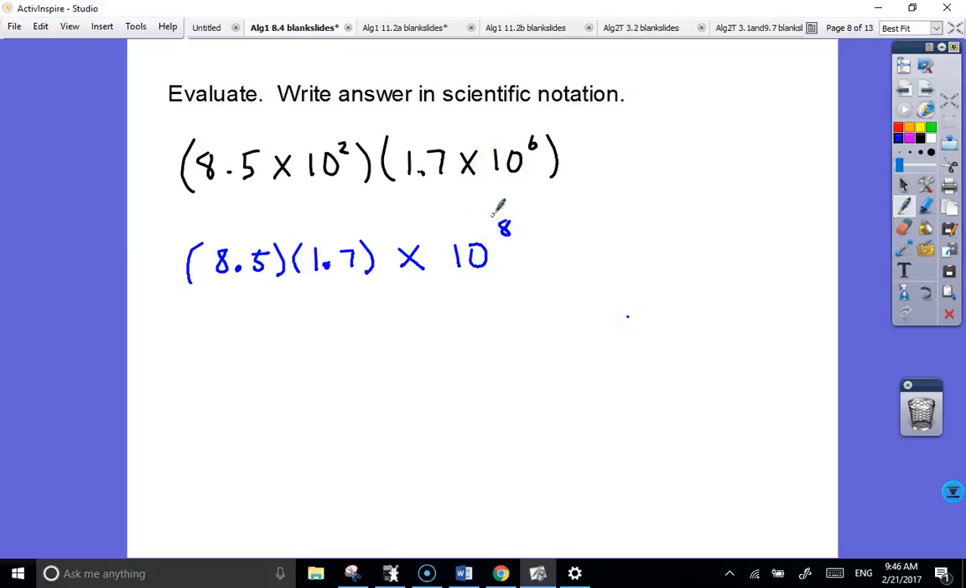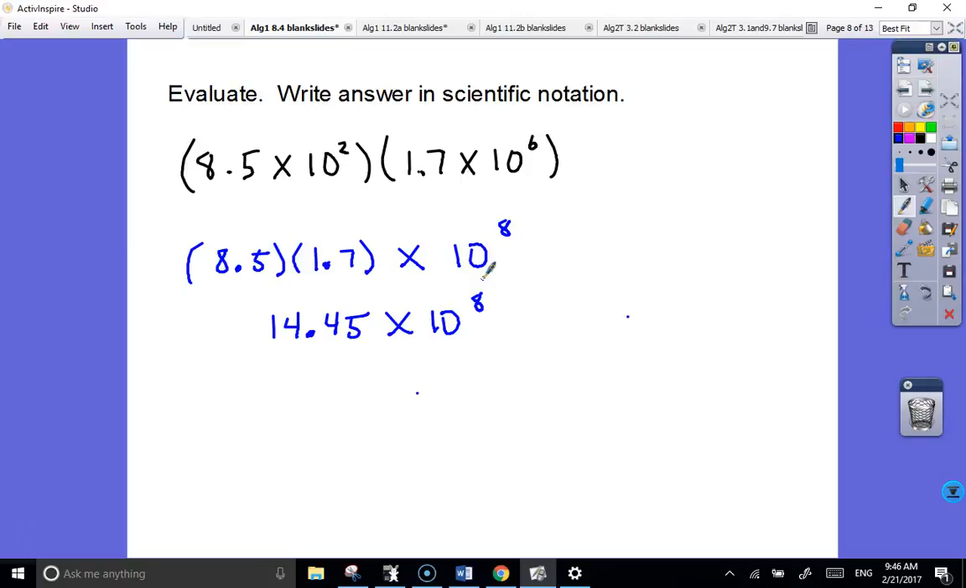Okay, now what is 8.5 times 1.7? 14.45. 14.45? Yep. Okay, but now that first number is not in between 1 and 10. So what do I have to do? Where is this decimal point? I'm going to have to move this decimal point over 1 to the left. And so what am I going to do to the exponent? You're going to add 1, right?